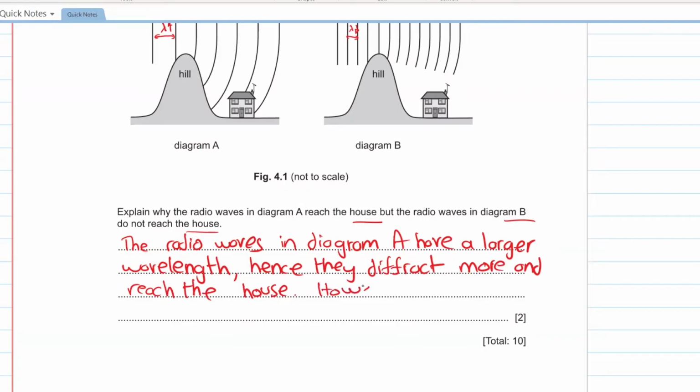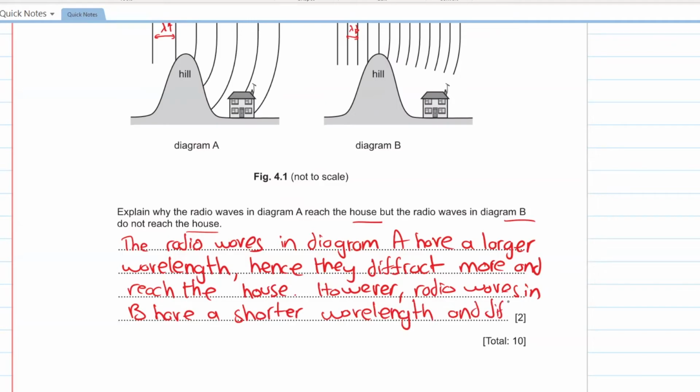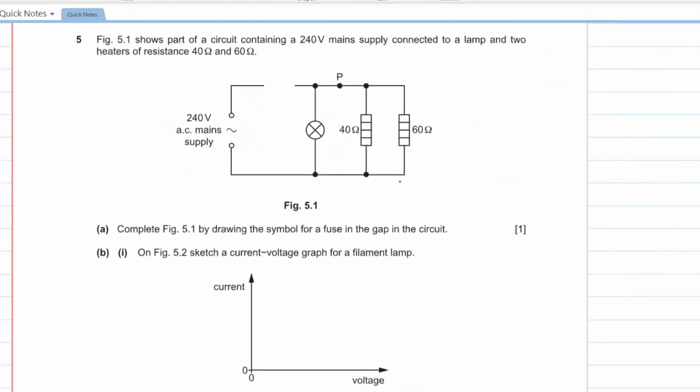However, radio waves in B have a shorter wavelength and diffract less. Simple, nothing complicated. Let's further move ahead.